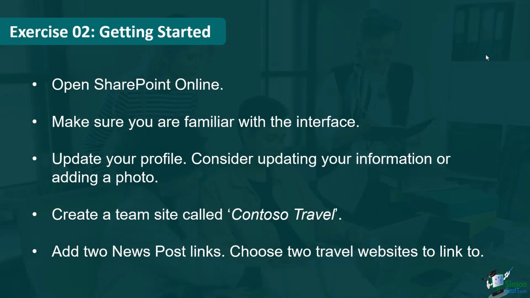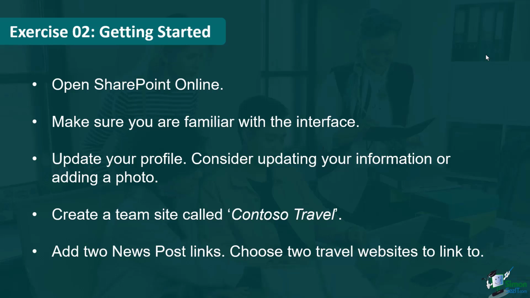It's time now to do exercise 2. And in exercise 2, we're going to practice some of the skills that we've learnt in this section of the course. And this section was about getting started with SharePoint. So the first thing I'd like you to do is just simply open SharePoint Online and make sure that you're logged in. And I'd like you to ensure that you're familiar with the interface so you know where everything is. I'd like you to think about updating your profile. So consider updating your information or maybe even adding in a photo.